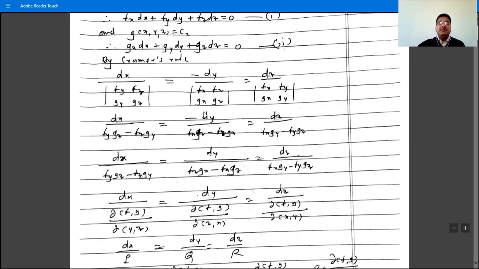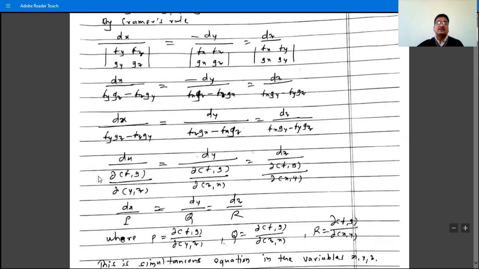Similarly, if we take this sign at this place, what do we have? It becomes fz gx minus fx gz, by taking the effect of this negative sign on this term. And this is fx gy minus fy gx. So right here write gx in the place of gz.